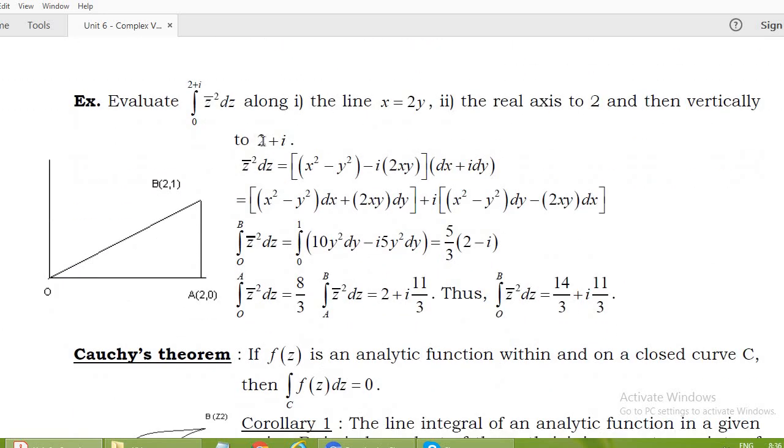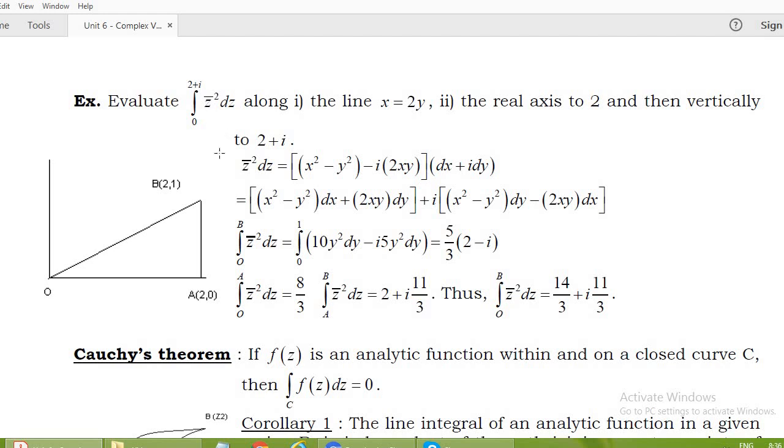Quickly, one problem based on this. Evaluate the integral of z conjugate squared dz from the origin to 2 plus i along the line x equal to 2y. This is the first problem, and the second problem is the same integral to be evaluated from the origin along the real axis to 2 and from 2 to the point 2 plus i.